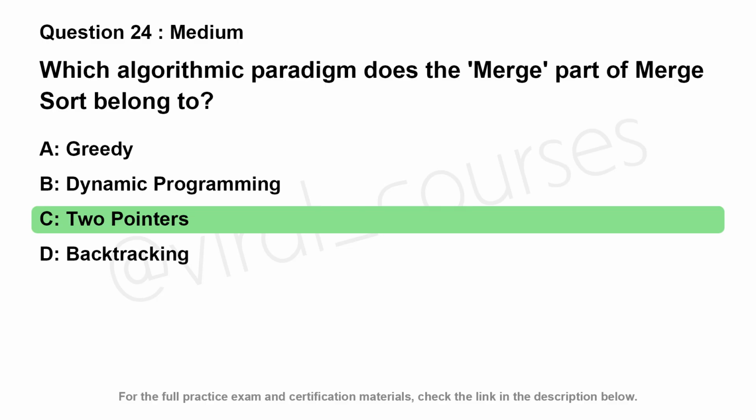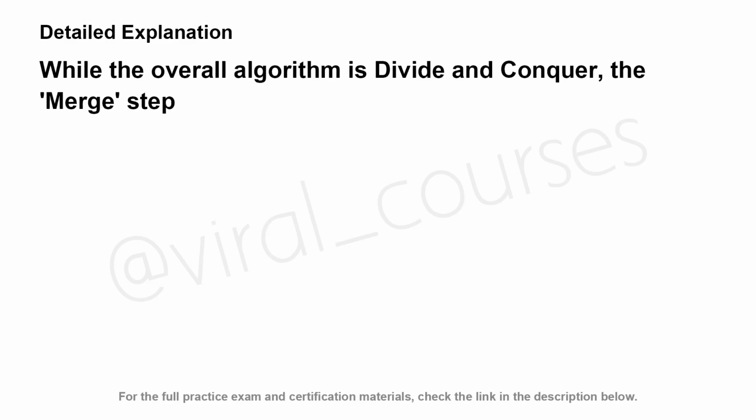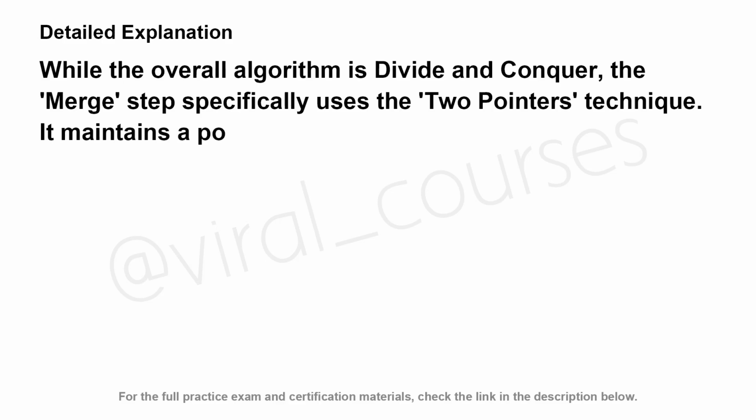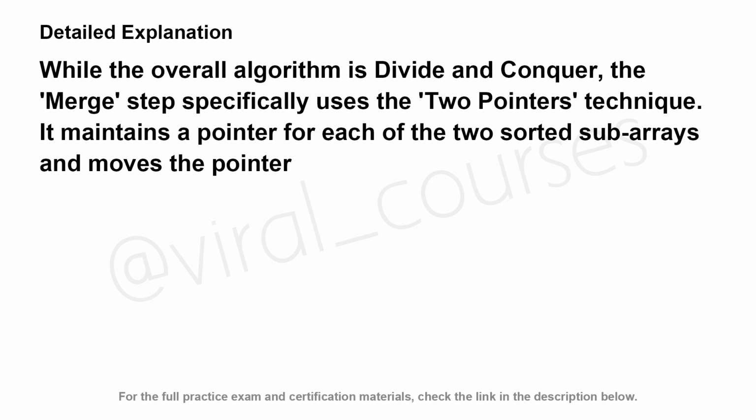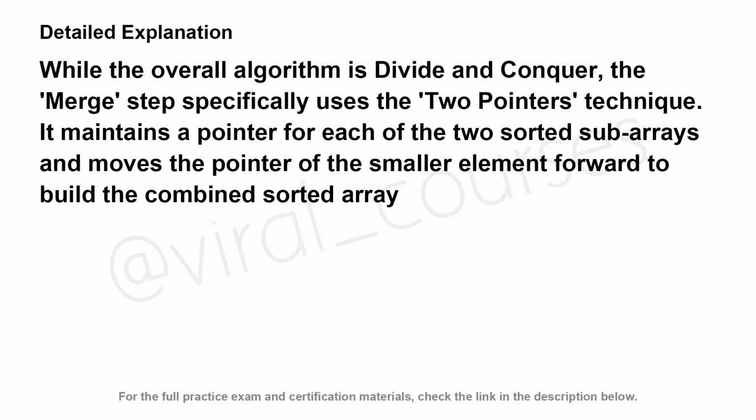The correct answer is C. While the overall algorithm is divide and conquer, the merge step specifically uses the two pointers technique. It maintains a pointer for each of the two sorted subarrays and moves the pointer of the smaller element forward to build the combined sorted array.